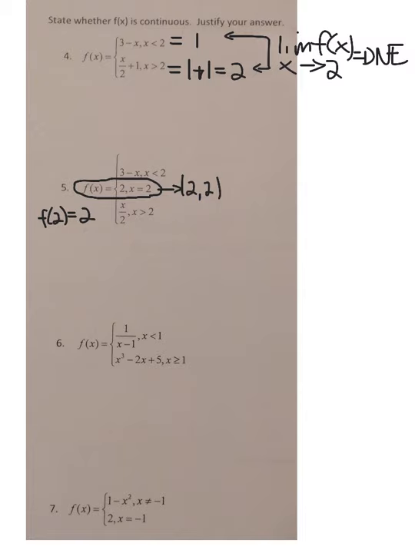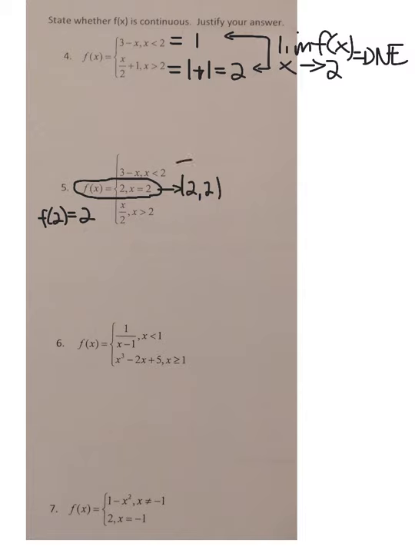Now I'm going to tackle the limit from the left and the limit from the right. Here's the limit coming from the left, because those are numbers less than 2. Here's the limit coming from the right. Those are numbers greater than 2. So let's just plug in an x value of 2 and see what we get.